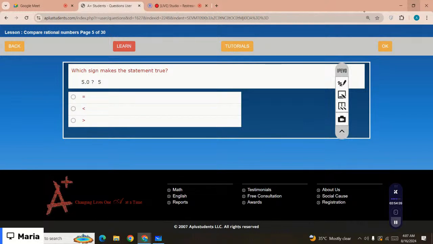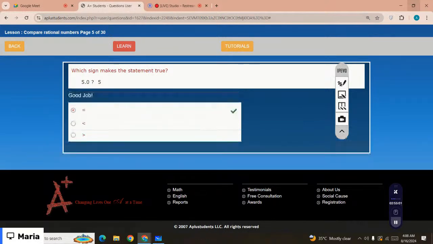Which sign makes the statement true? 5.0 and 5. So which is the correct option? The correct option is they both are exactly equal. 5.0 is equal to 5.